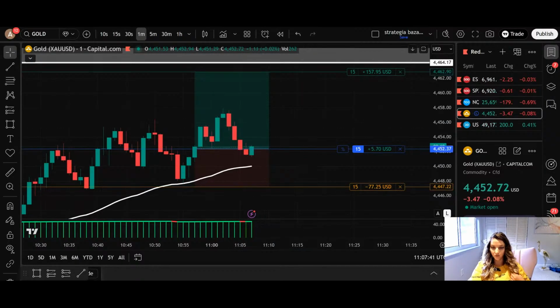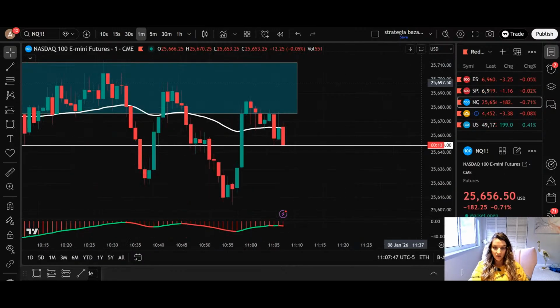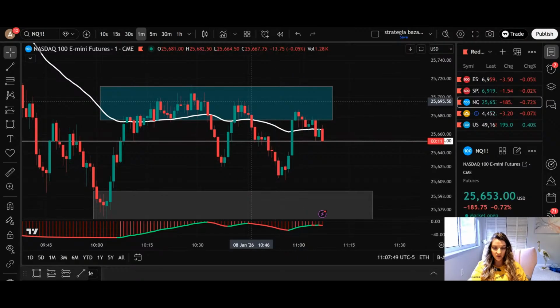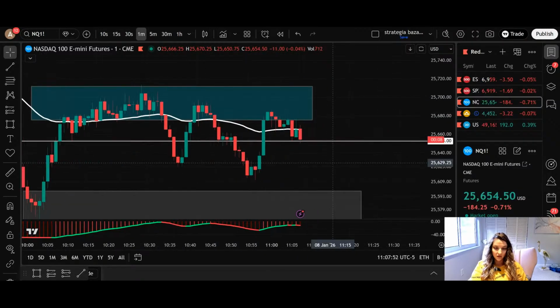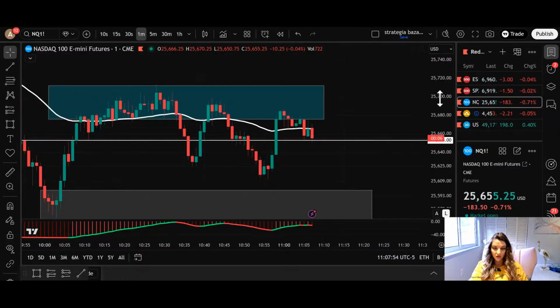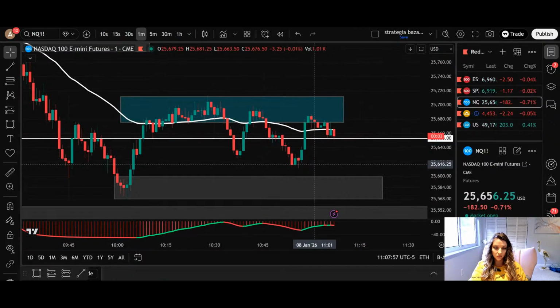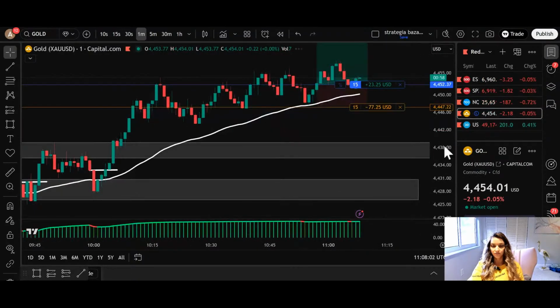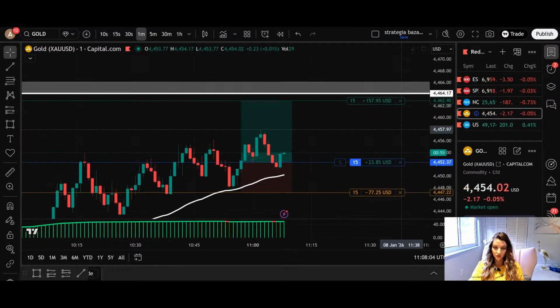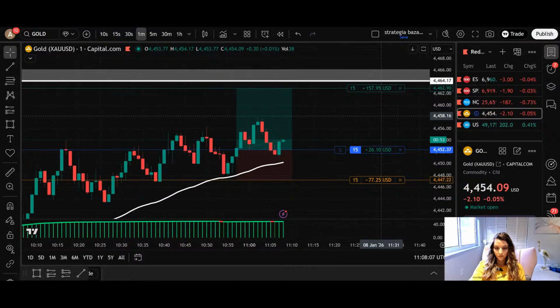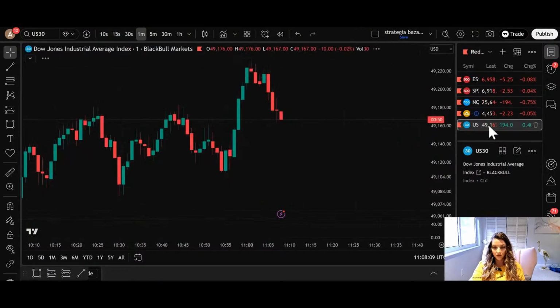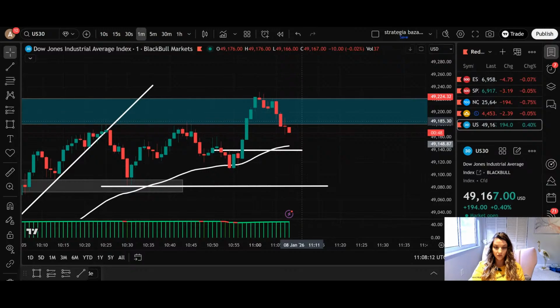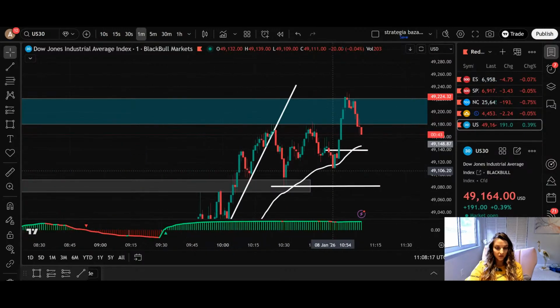A little bit. Let's see what NQ is doing. Gold, I'm in gold right now. We'll see. NQ is still rejecting this area right here. I don't like it. I don't know what he wants to do, so I'll just stay away. Gold, I hope, is gonna go up. And Dow, again, this area, US30.